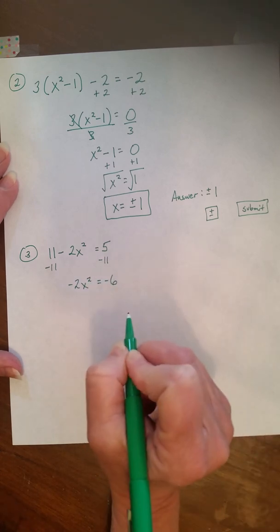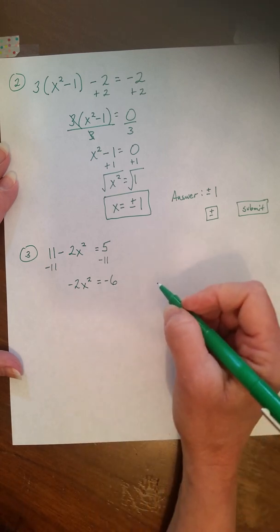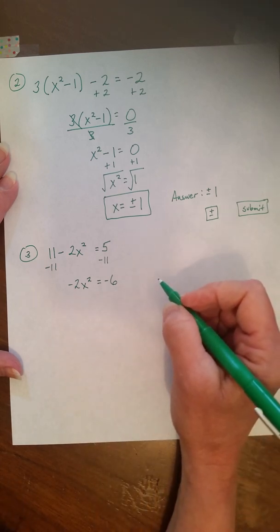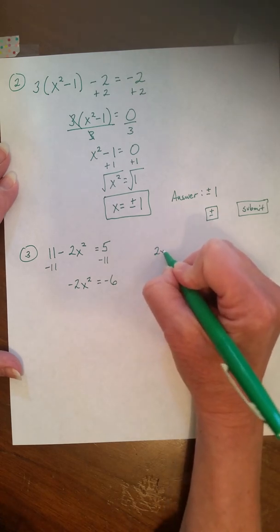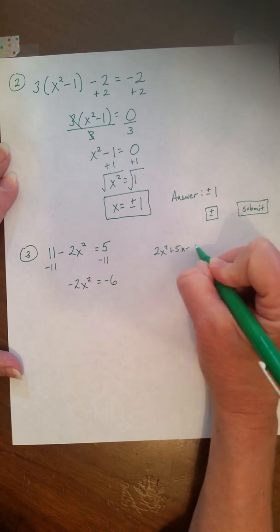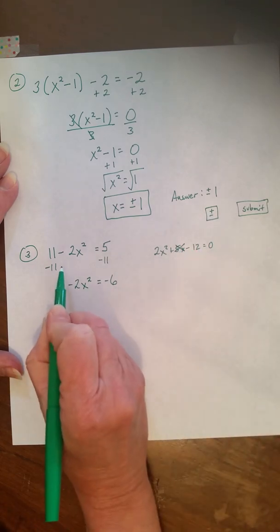Now the reason I didn't put it in standard form and set it equal to 0 is because I didn't have a linear x term. I didn't have, like, 2x squared plus 5x minus 12. Okay, there is no linear term in this particular problem.